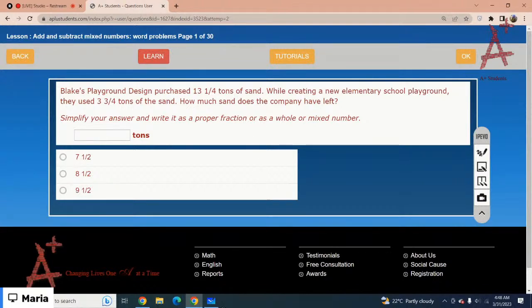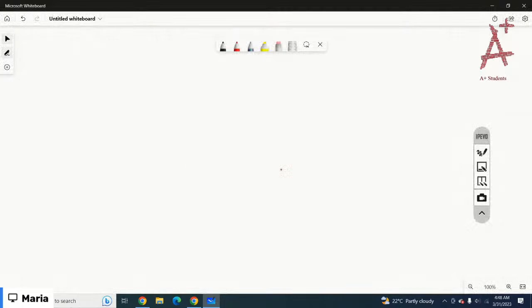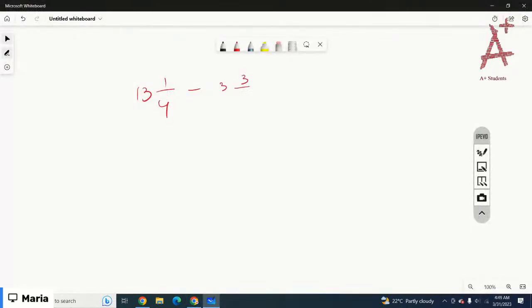Got it? So you need to do 13 whole 1 by 4 minus 3 whole 3 over 4. Got it? So just subtract their whole numbers. Here you have 1 and here you have 3. They have the like denominators. You can't subtract a smaller number out of the greater one. We can't do 1 by 4 minus 3 by 4. Got it? Because 1 is smaller than 3. So you have to make this numerator greater than 3. Got it? So how can we make this numerator greater than 3?